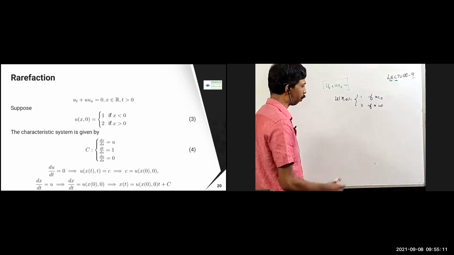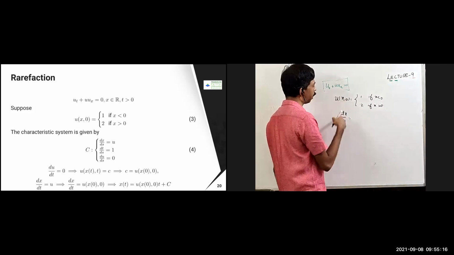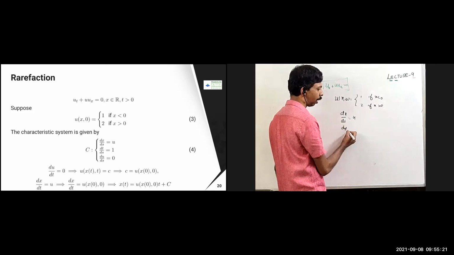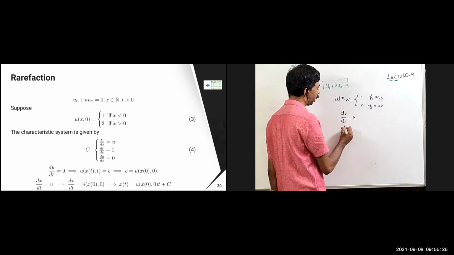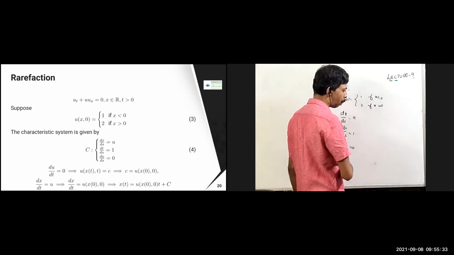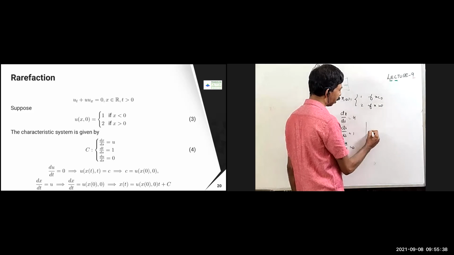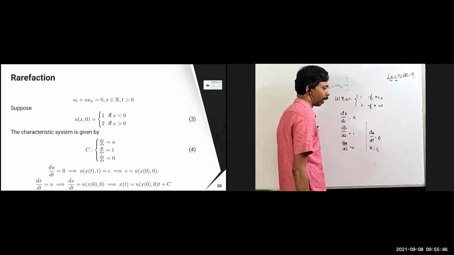So the characteristic system for this problem is as follows. dx by ds equal to u, or dx by dt. Since t is there, I'm just using s here. And dt by ds equals 1, because the second variable is t, and du by ds equal to 0. So du by dt is going to become 0. Therefore, u is going to be constant. u of x comma t is going to be constant.